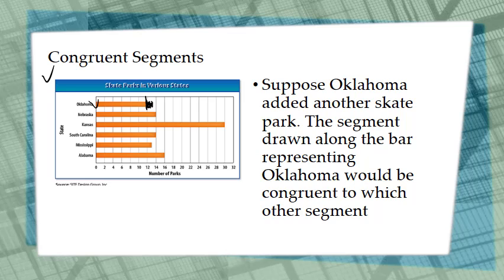Let's just scan down our bar. And right here at Mississippi, we see that Mississippi currently has 13 skate parks. So if Oklahoma added one, this bar for Oklahoma would be congruent to the segment labeled Mississippi. All right, not too bad.